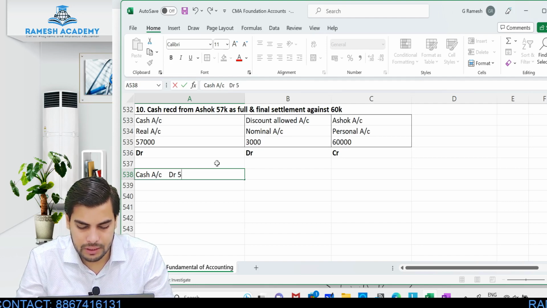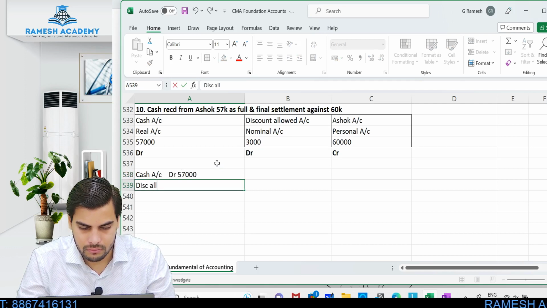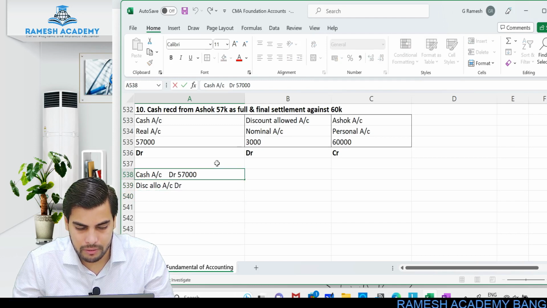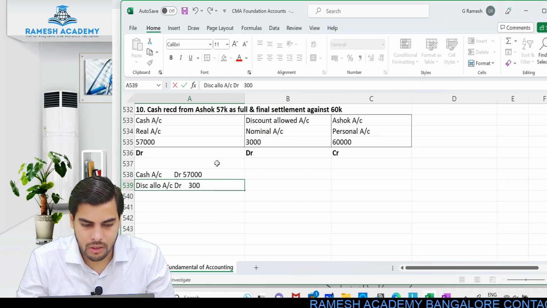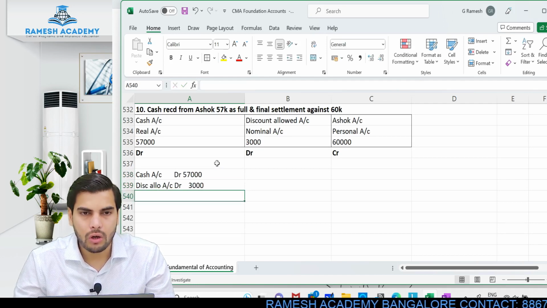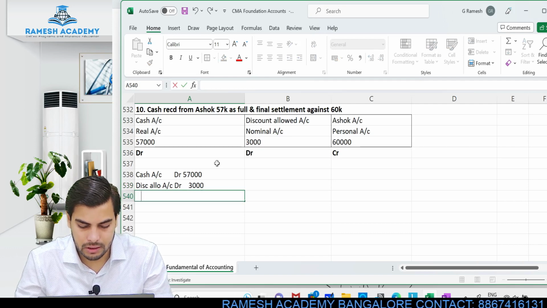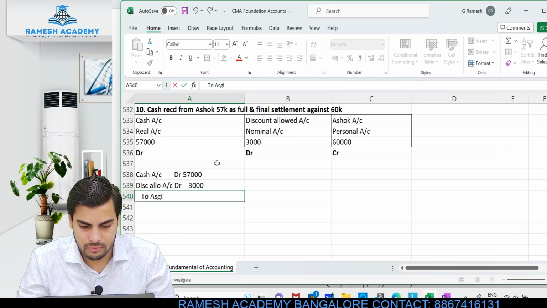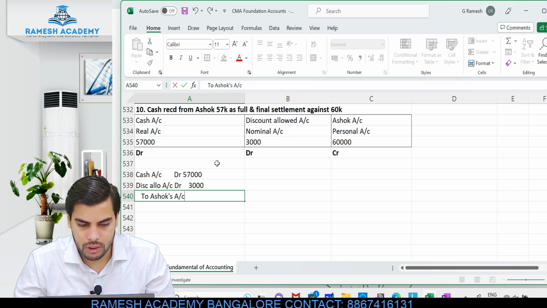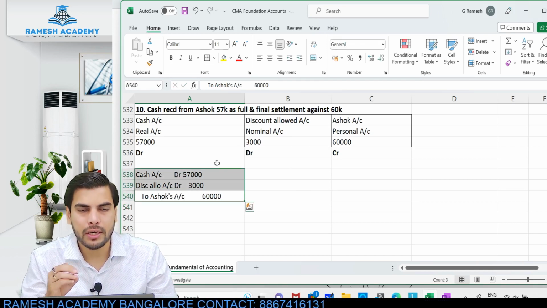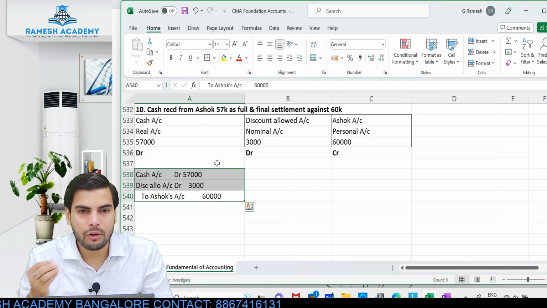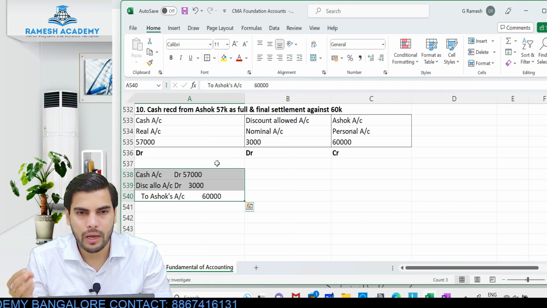Cash account debit 57,000. Discount allowed account debit, or you can just call it discount account debit. How much is the discount? 3,000 rupees is the discount. It is a loss for us. Okay, so therefore we'll be debiting this. To what? To Ashok's account. So Ashok's account to the extent of 60,000. So this would be the journal entry for credit sales, cash received, and when only some portion of cash is received and the balance is allowed as discount.